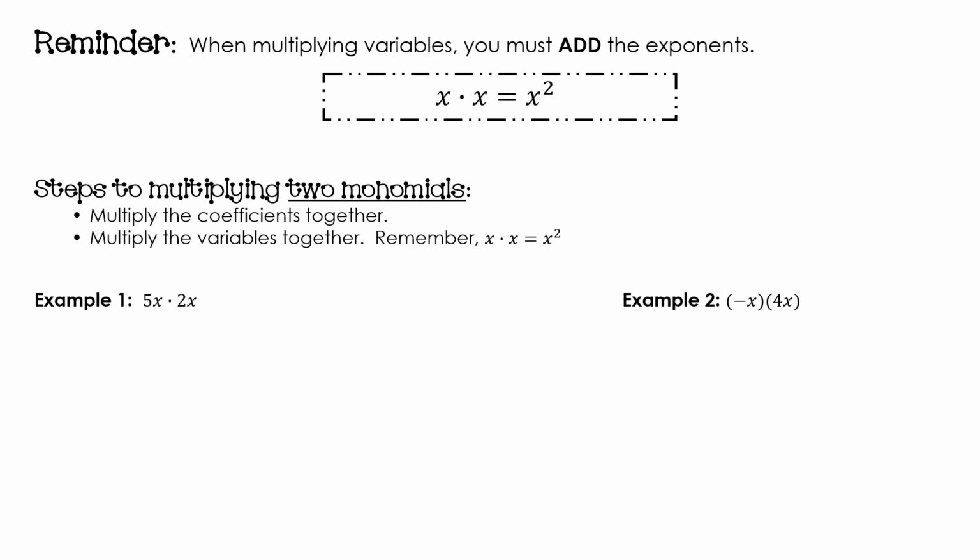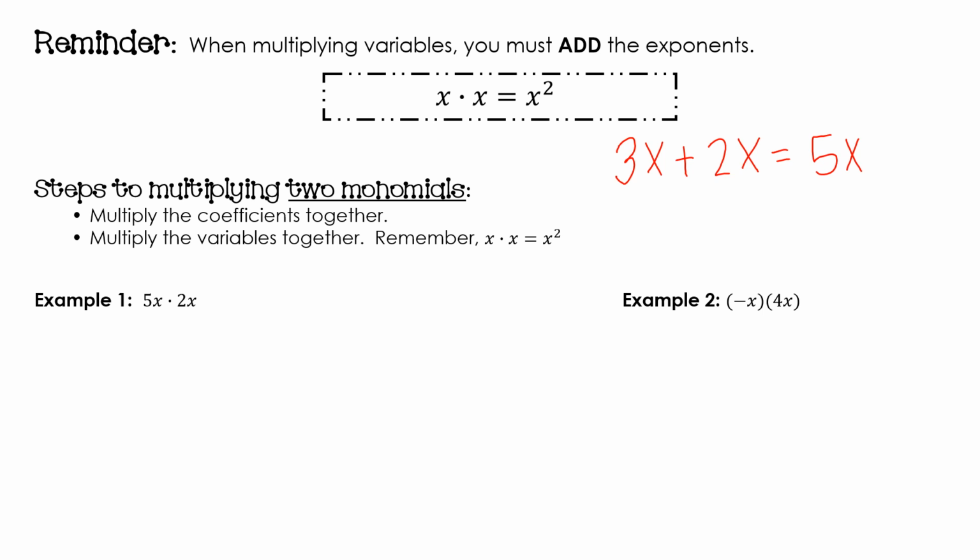I also want to add in a reminder that when you are adding variables together, you do not add the exponents. So if I was adding 3x plus 2x, then that would simply be 5x, and I would keep the variable in x. Same thing if I was adding 3x squared plus 2x squared, then that would be 5x squared. So when you're doing addition and subtraction, your variable and your exponent is not going to change, only with multiplication.